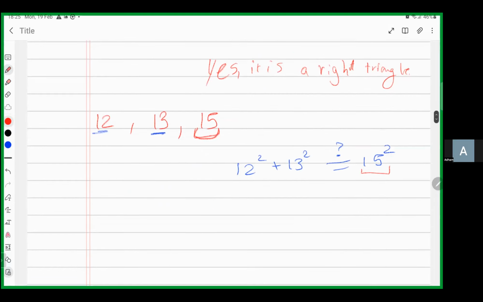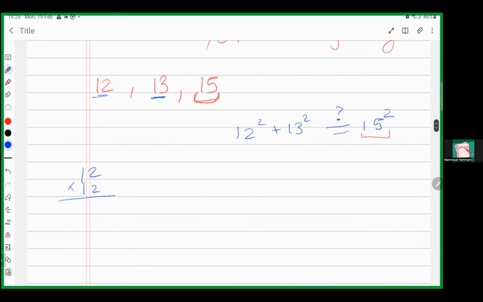Very good. So 12 power 2, 12 times 12. And I multiply them together. This is very important here. 2 times 2, 4. 2 times 1, 2. Magic 0. 1 times 2, 2. 1 times 1 is 1. Add. 4 plus 0, 4. 2 plus 2, 4. And I will keep the 1. So 12 power 2 is 144.